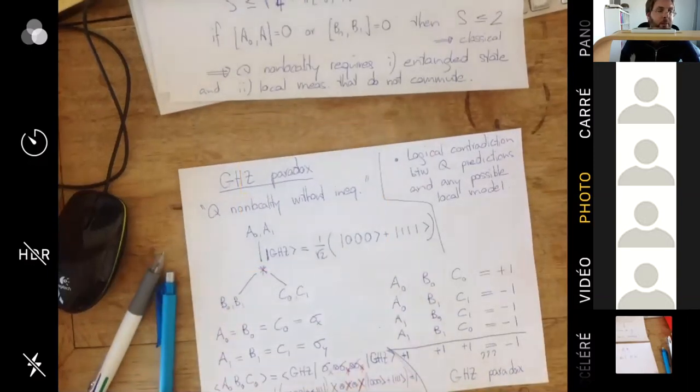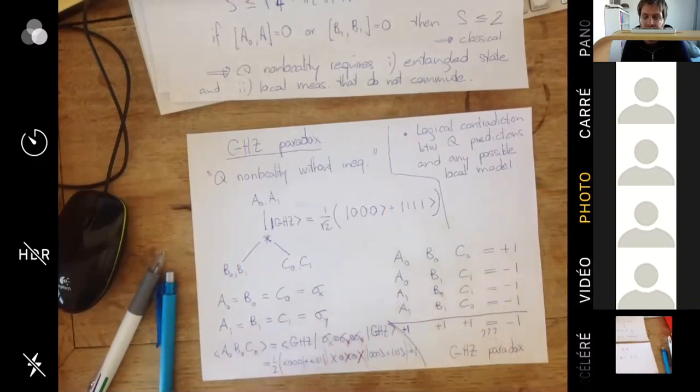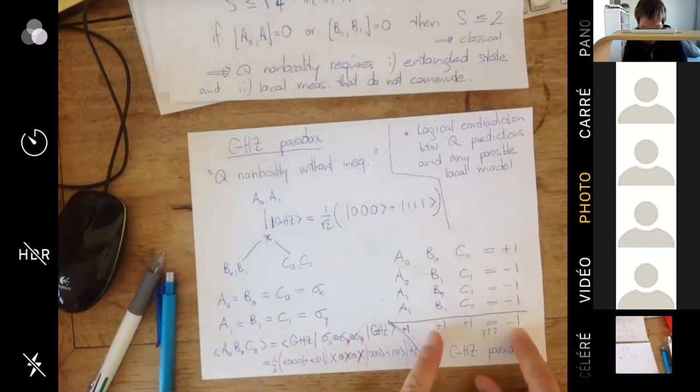So you see the difference with before is that it's not that I build a specific game with an inequality and I argue that there is a limit on the score and that quantum mechanically I get a better score. It's just really a direct logical contradiction. So something must be -1 in quantum mechanics, and I show to you that classically or with local variables, whatever you do, it has to be +1. So it's really a contradiction.